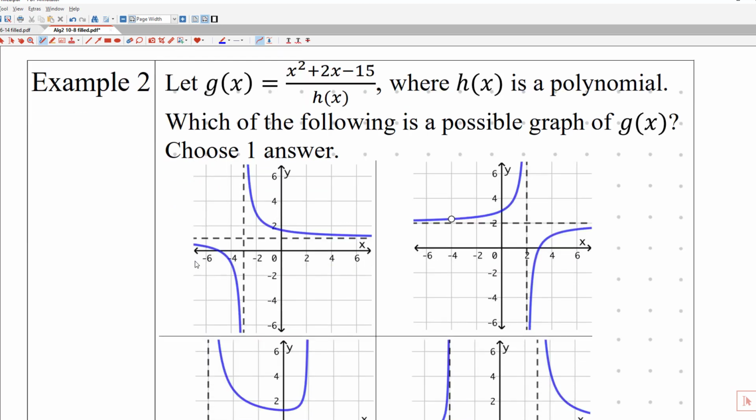So example number 2, okay, so now they're giving us complete information in the numerator, but nothing for the denominator. We just know it's some polynomial. So again, let's factor the numerator to figure out what's going on. So hopefully you're getting close to the point where you can ninja star these in your head.